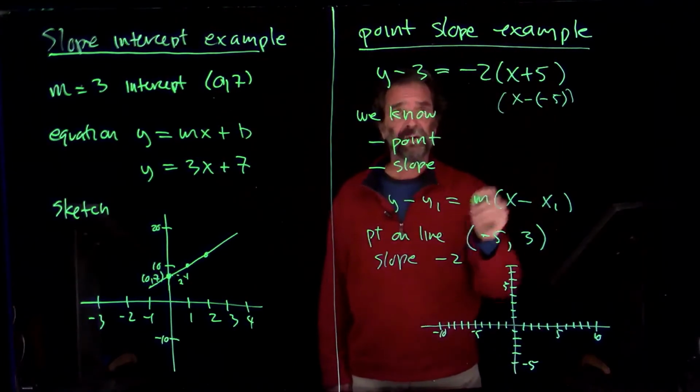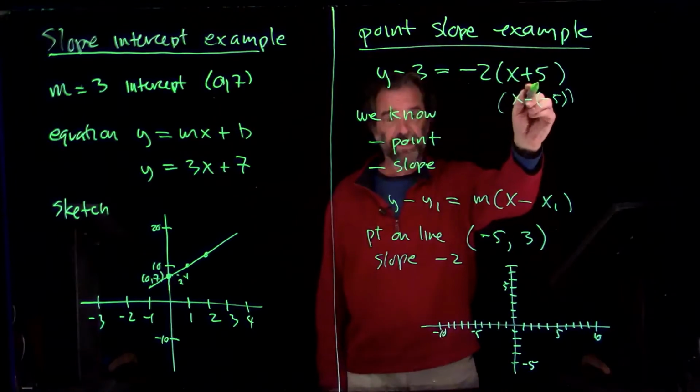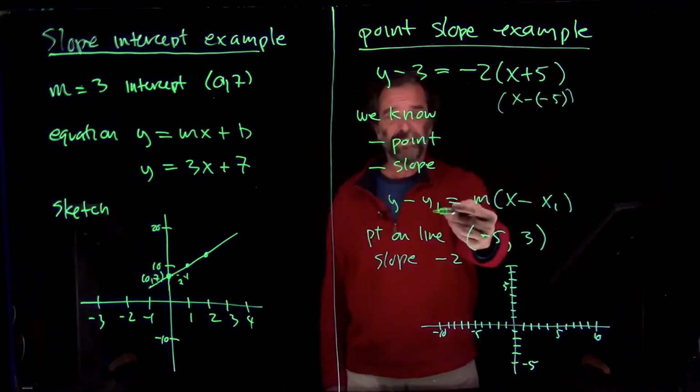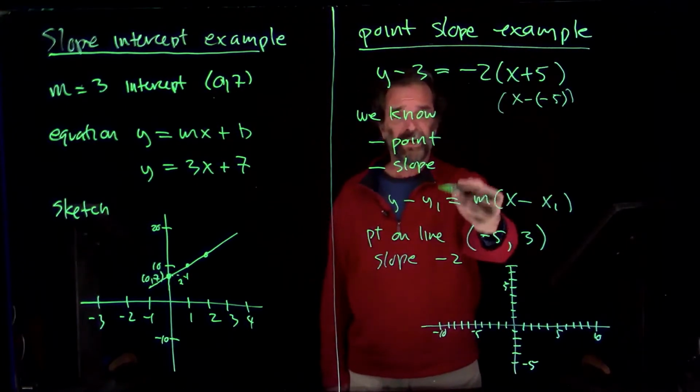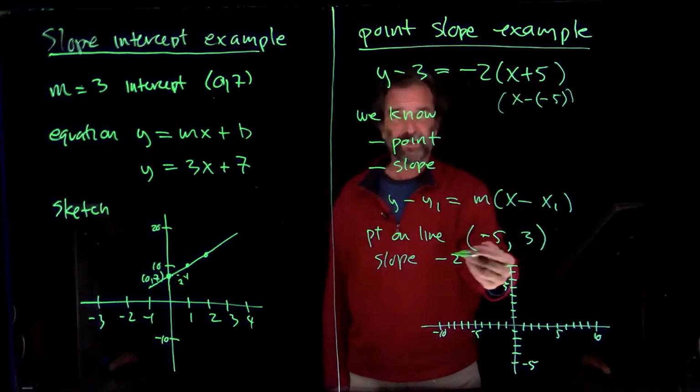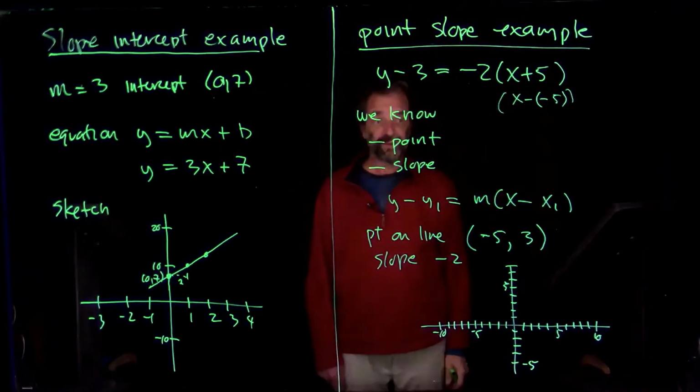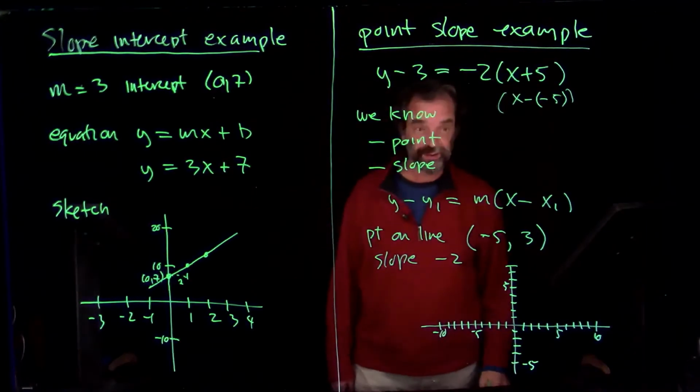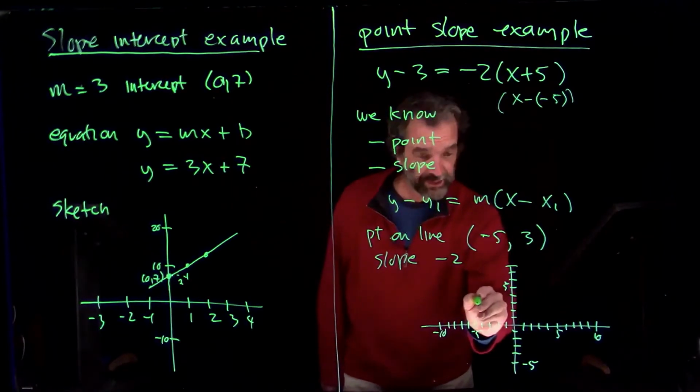So what are we doing here? We've got an equation. We identified that it was in point-slope form. And so it allowed us just to read off the point and slope. And the second thing we want to try to do then is to sketch the graph. So here we are sketching the graph. (Minus 5, 3) is here.